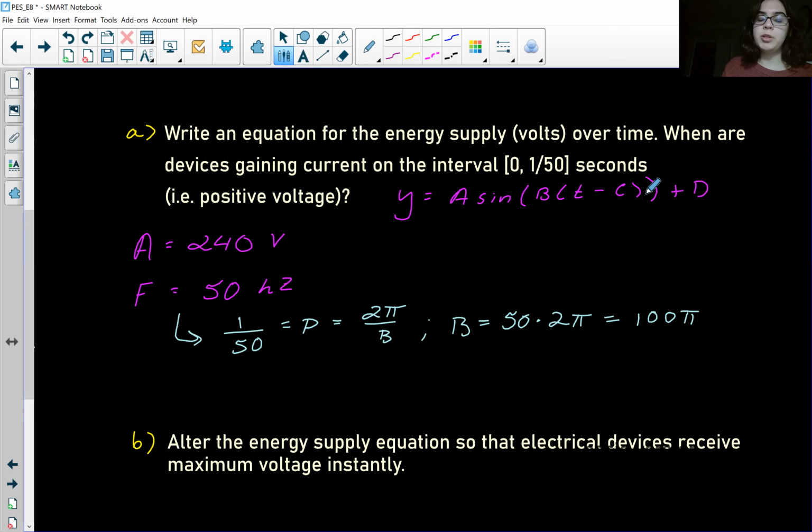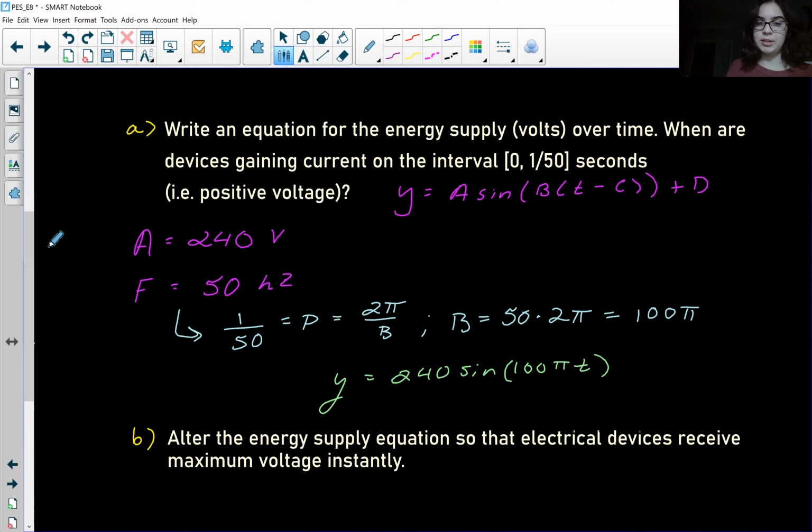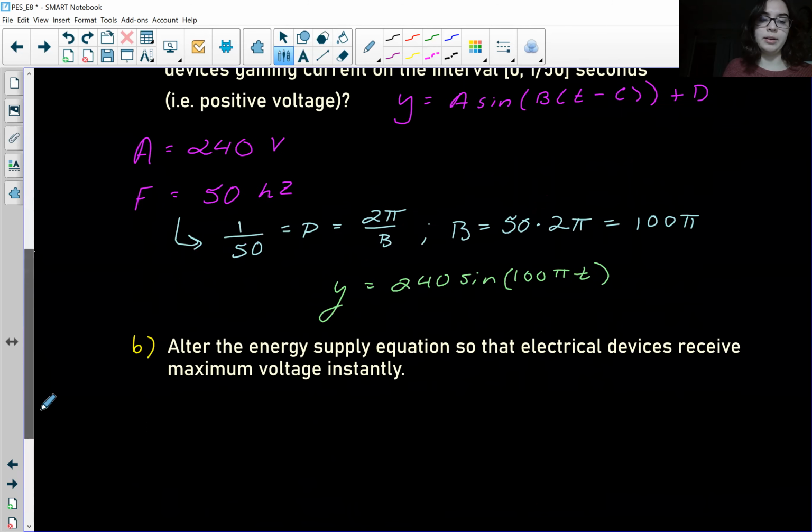Okay, and we don't have a phase shift and we don't have a vertical shift, which means we're done. Well, not quite, we have to write it out, but we're done finding things. We just have to put it all together. So 240 sine of 100 pi times t. And that's it. No, it isn't. There's a second part. I was thinking, am I forgetting something? I am. All right, so we want to know when are the devices gaining current on that interval.